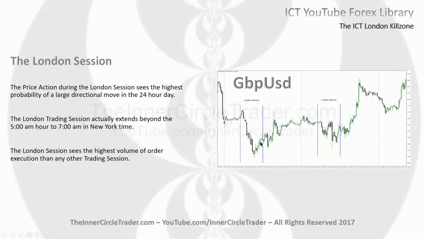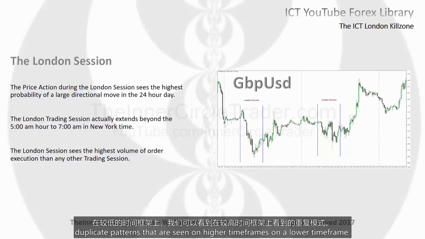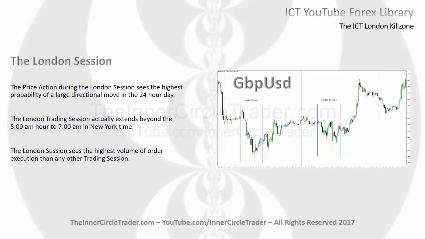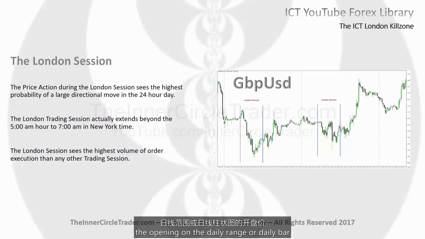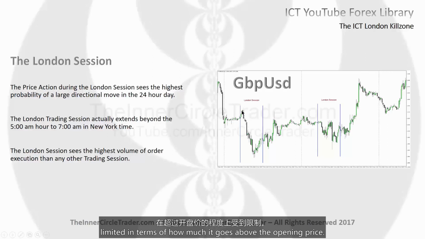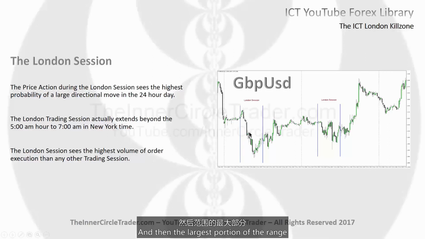Okay, price is fractal, folks. We can anticipate seeing duplicate patterns that are seen on higher time frames on a lower time frame. So if we understand that the daily range, if it's a bearish market profile, or if we're looking for lower prices, the opening on the daily range or daily bar is going to be at or near the high of the day. The high is going to be very limited in terms of how much it goes above the opening price. And then the largest portion of the range between the open and the close is going to be near the low of the day.